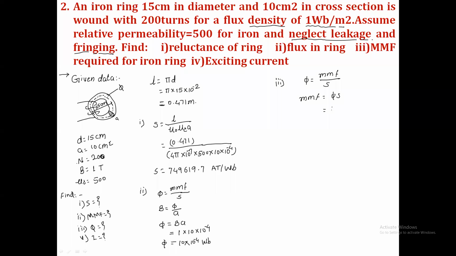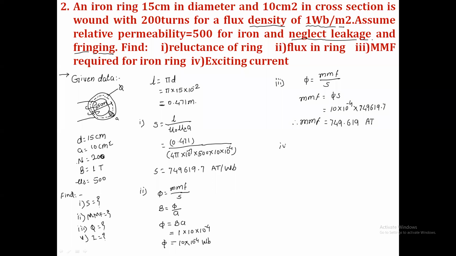Now the phi value is already there on your calculator, which is 10 into 10 raised to minus 4, multiplied by S value, 749,619.7. Type this value and give me that answer. 749.619. Okay, correct. The unit is ampere turn. MMF, the unit is ampere turn.